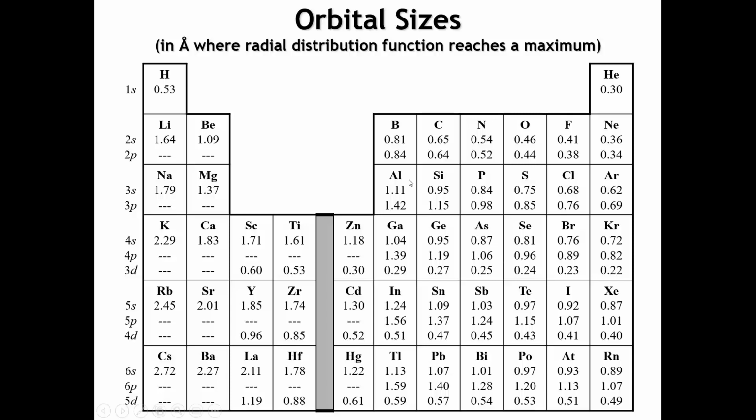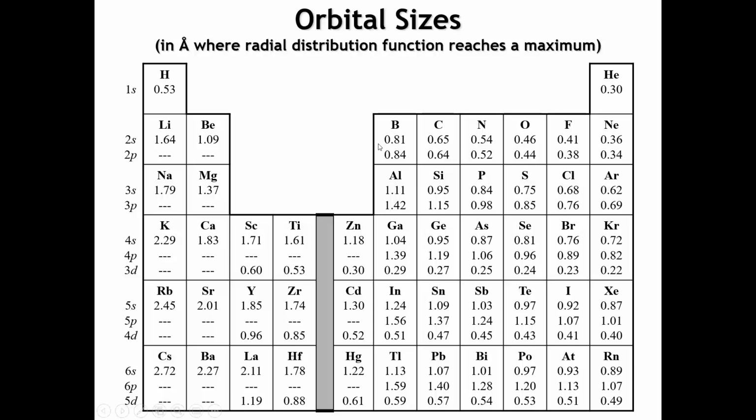So what do I mean? If we were to look at the sizes of the 2s and the 2p orbitals as we go across the second period, you can see that by and large they're almost the same. Whereas if we were to go to the third, fourth, fifth period, you can see that the s orbital becomes smaller than the p orbital.